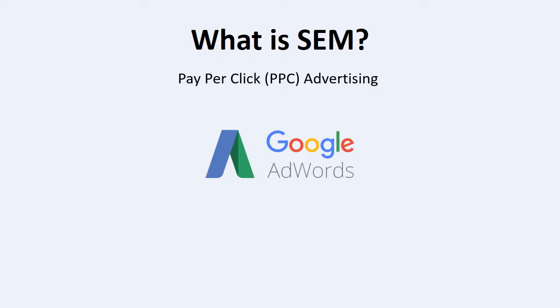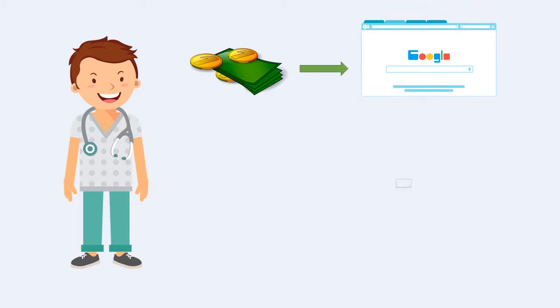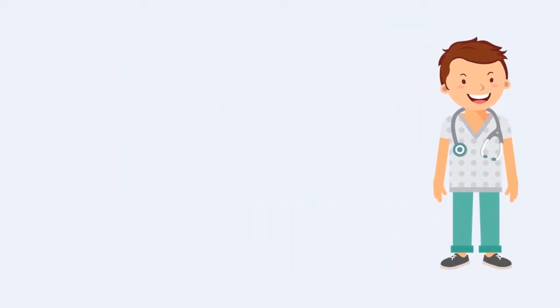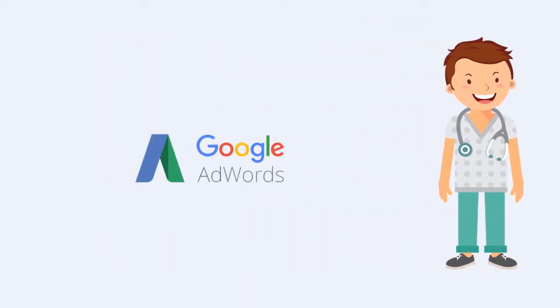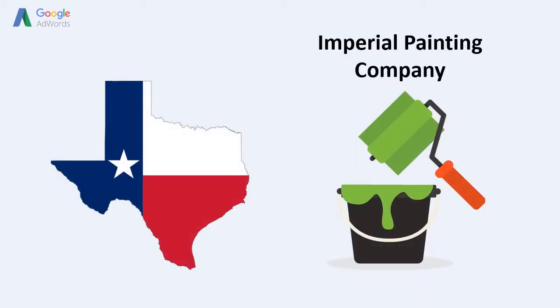of search engine optimization. Pay-per-click advertising works by allowing a business to bid for an ad placement on search engines, affiliate sites, or social media platforms. Let's look at an example of how this works using search engine advertising on Google AdWords platform. Let's take the fictional business named Imperial Painting Company, based out of Dallas, Texas.